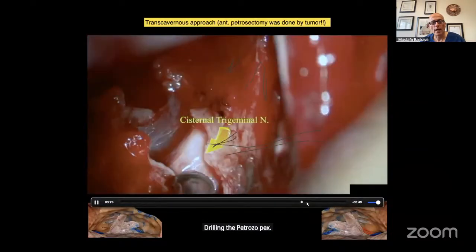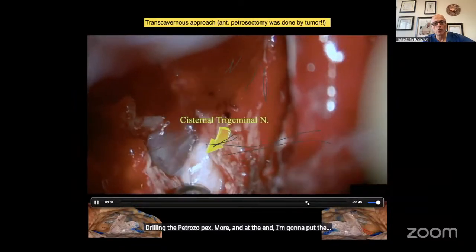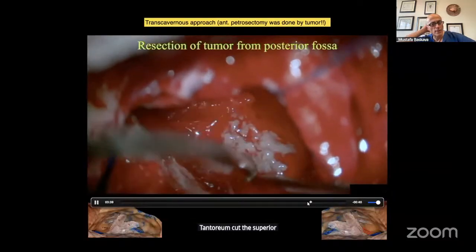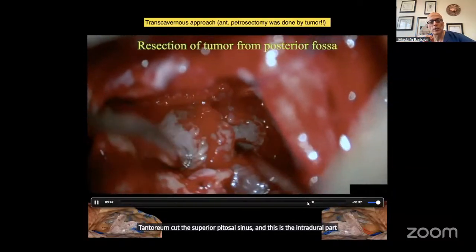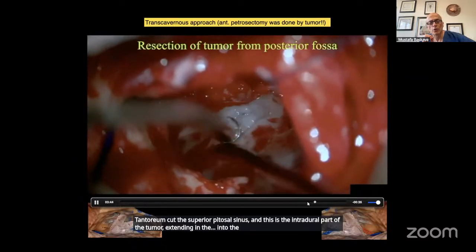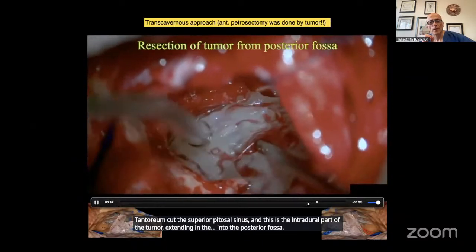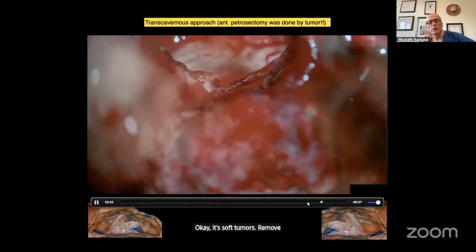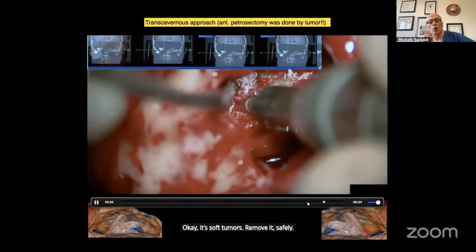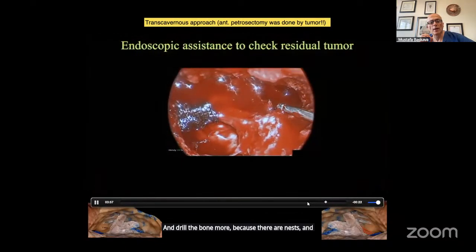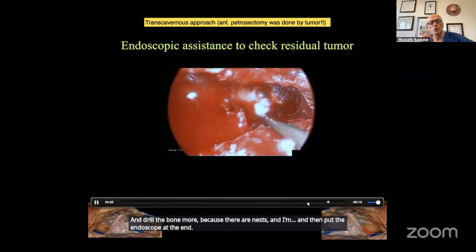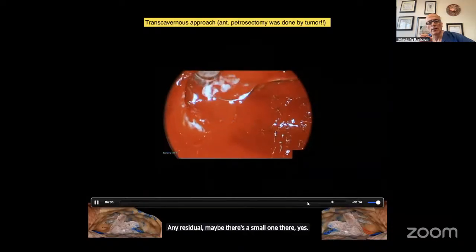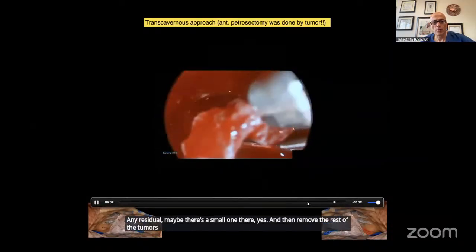At the end, I'm going to go to the posterior fossa, cut the tentorium, cut the superior petrosal sinus, and this is the intradural part of the tumor extending into the posterior fossa. Okay, it's soft tumor, remove it safely and drill the bone more because there are nests, and then put the endoscope at the end. Any residual, maybe there's a small one there, yes, and then remove the rest of the tumor with the endoscope.